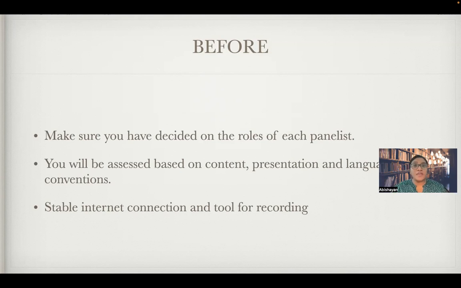Also, one of your teammates has to make sure that you have a tool for recording, because during the presentation, you will launch Google Meet or WebEx or Zoom, any medium which you are comfortable with. And during the webinar, you are supposed to record, all right? Because Zoom allows, I think, about 15 or 20 minutes of recording, isn't it? So you can use any tool which you are comfortable with.